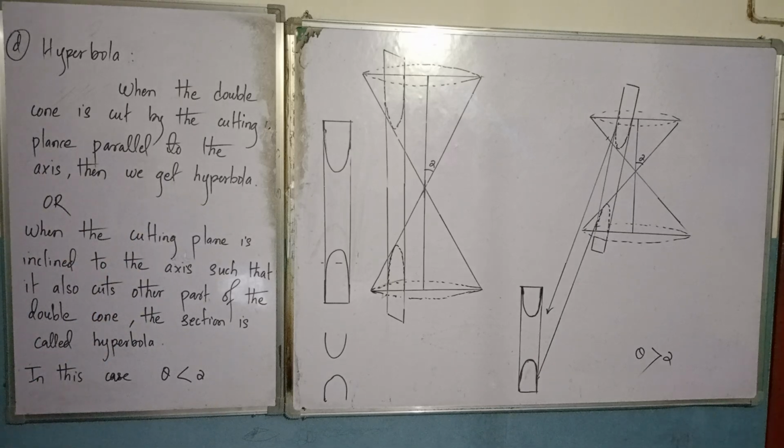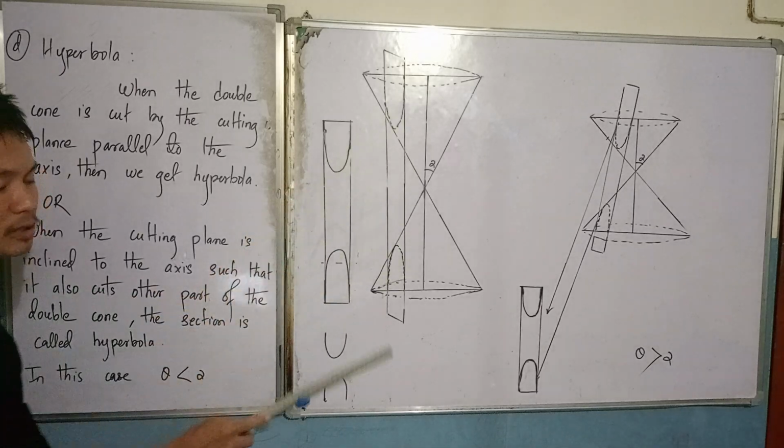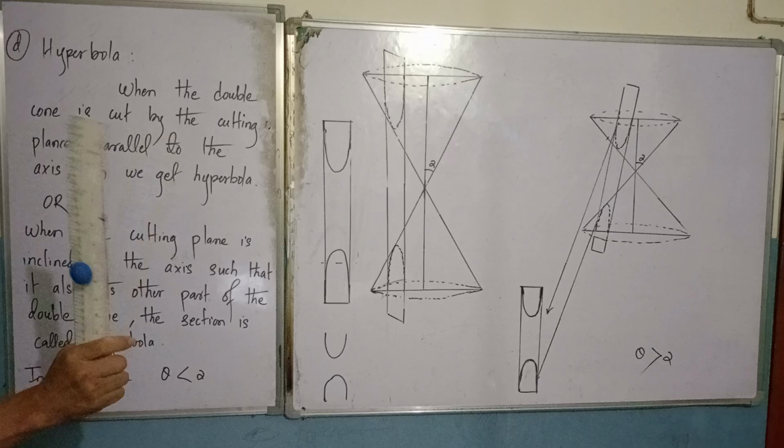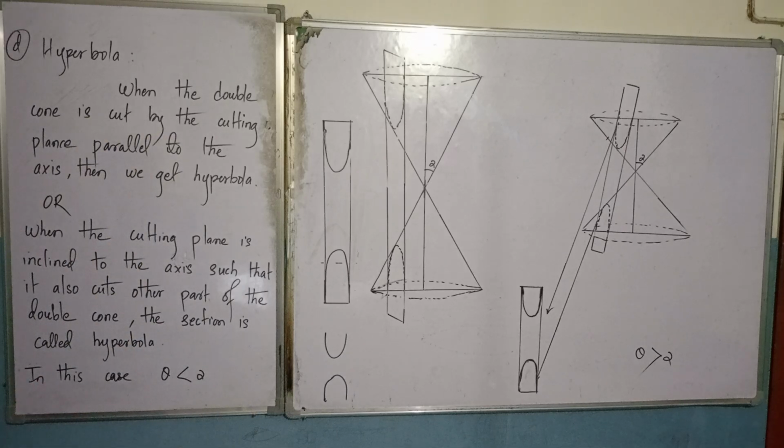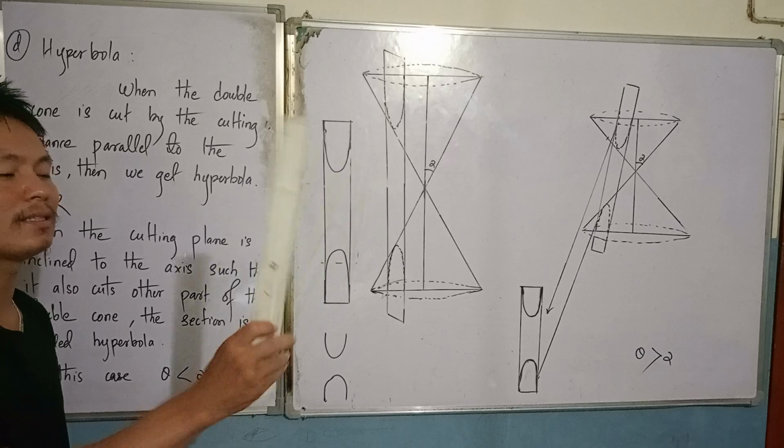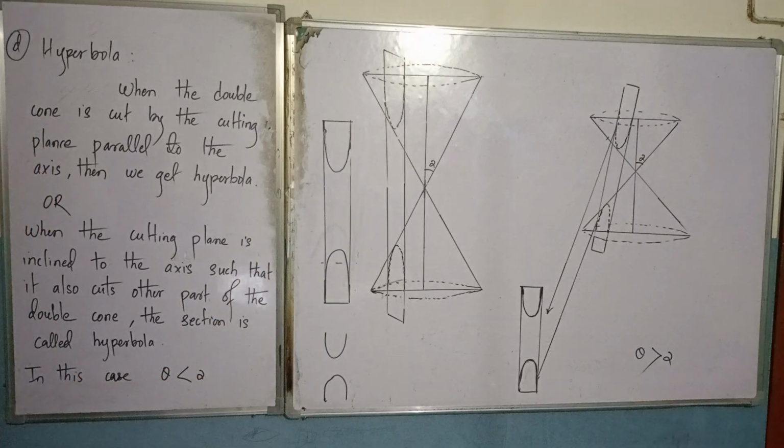Or you can also state it like this: when the cutting plane is inclined to the axis such that it cuts the other part of the double cone. Yes, both cones of the double cone should be cut by the same cutting plane, in such a way that the plane is inclined to the axis of the cone, and it also cuts the other part of the double cone. The section so formed is called the hyperbola.